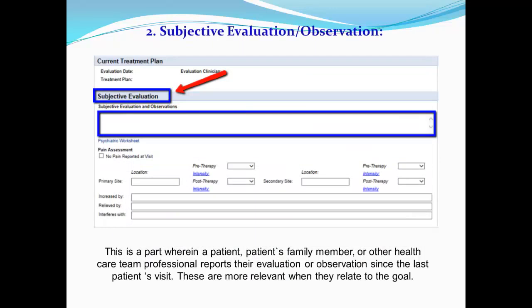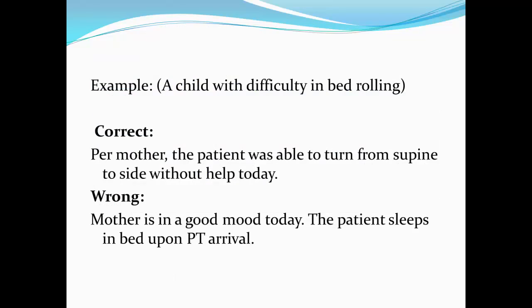2. Subjective evaluation and observations. This is a part wherein a patient, patient's family member, or other health care team professional reports their evaluation or observation since the last visit. These are more relevant when they relate to the goal. Example, a child with difficulty in bed rolling. Correct: per mother, the patient was able to turn from supine to side without help today. Wrong: mother is in a good mood today. The patient sleeps in bed upon PT arrival.